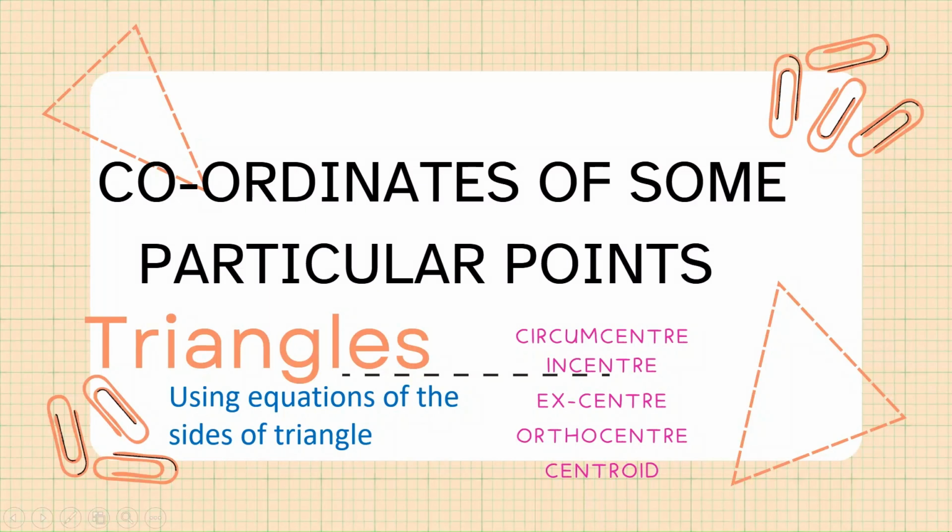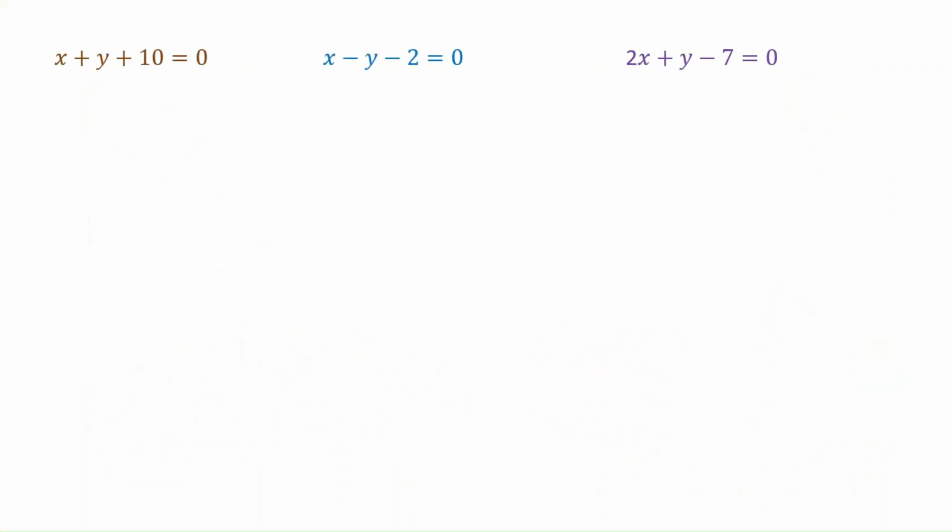In the previous session, we have seen how to find the circumcenter, incenter, excenter, orthocenter, and centroid of a triangle when the vertices are known. In this session, we'll see how to find these points when the equations of the sides of a triangle are given. Let us consider three sides here. These are the three sides.